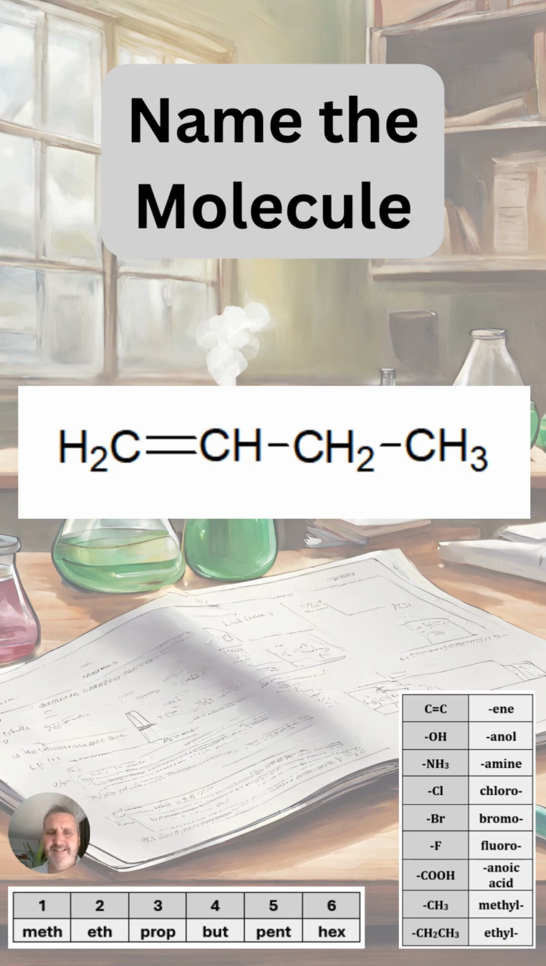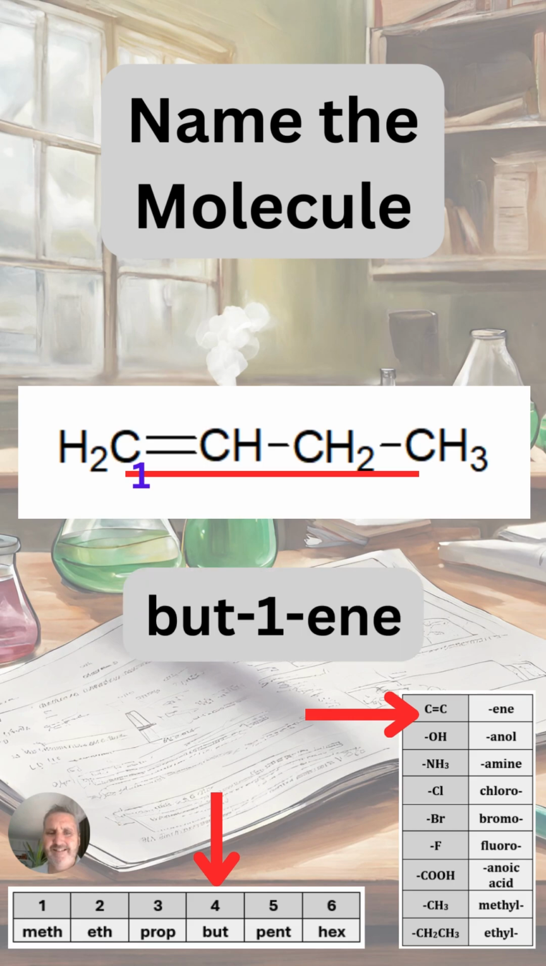Okay, let's see if we can name this molecule. Let's look at how long the chain is. It's 4 carbons long, so this is going to be a but. Notice also that we can see a double bond between the first and the second carbon, so this is going to have the suffix "ene." The double bond is coming off the first carbon. We always give it the lowest possible number, so we're going to call this molecule but-1-ene.